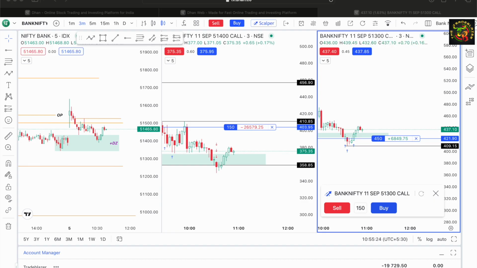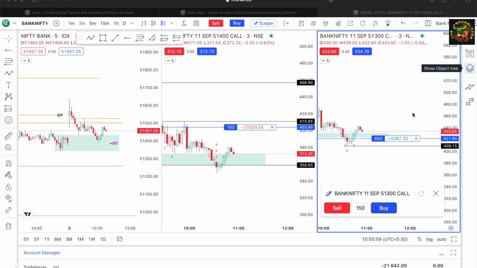So in between I have exited some portion of the 51,400 call, guys. As Bank Nifty came down a bit, 51,400 will obviously become at the money, having less delta. So I had to exit some portion of this and then shift to the 51,300 call. You can see both the positions are running now, at a loss of around 20,000 in this position. We'll see how this trade goes on from here.